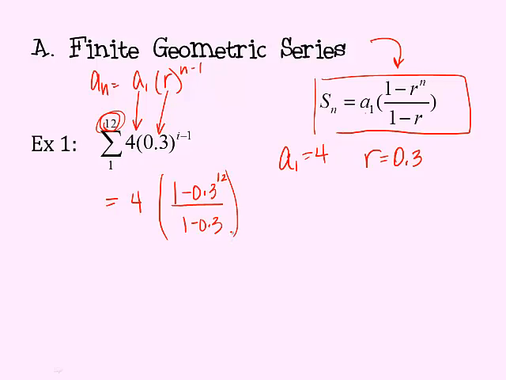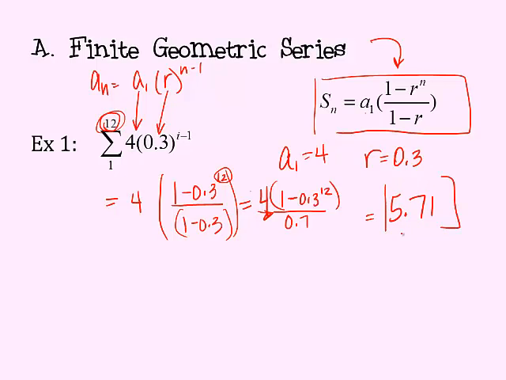What you want to make sure you do in your calculators is enter it just like this: 1 minus 0.3 to the 12th power. Hit enter and then divide it by this difference. Hopefully you can do that difference; 0.7 is the difference on the bottom. And that will give you, let's see, four times all that. When I put that in the calculator, I get 5.71.